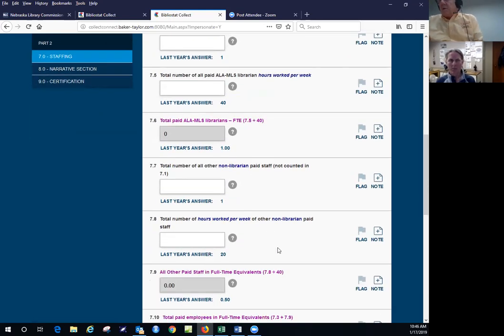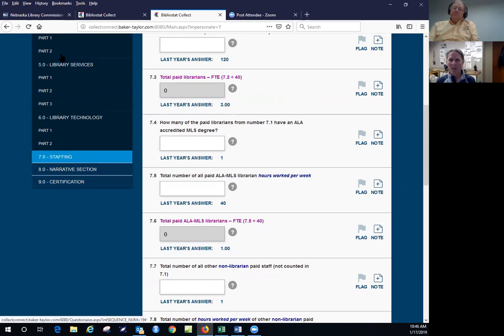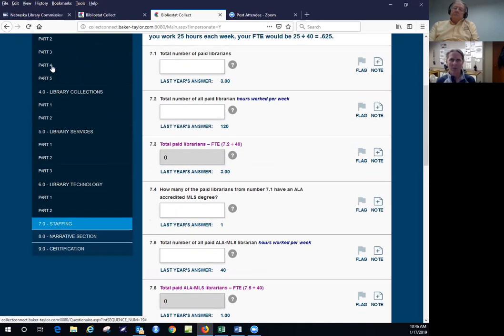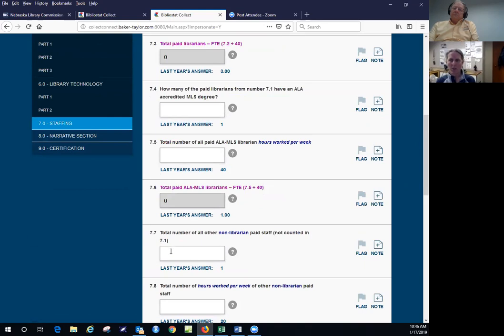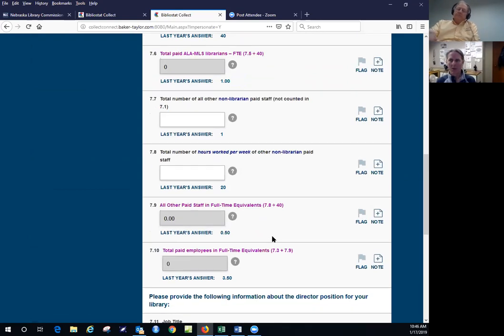Sam, on that, like cleaning staff and those, this does not include your contract people. Right. So if you had contracted persons, and you already included them in the contract section that we talked about for expenditures, you wouldn't include them here. So only people that are paid under the library budget as employees. Correct. Yes, that's right. So then Bibliostat calculates that total here in FTEs for your other staff. Looks like you had one person that worked 20 hours.